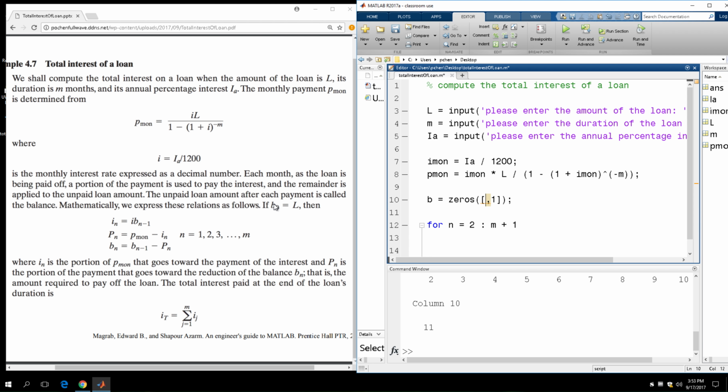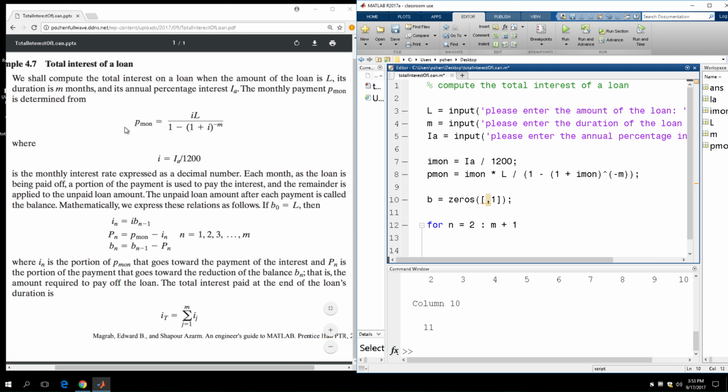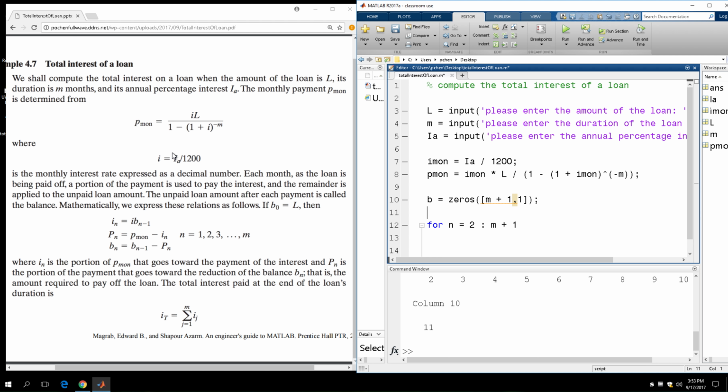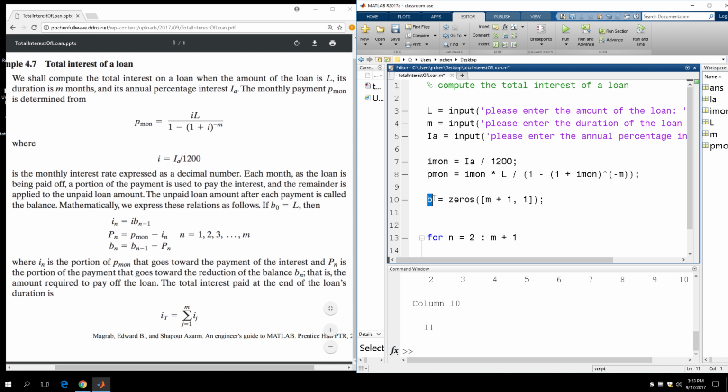If you account for B0 and then n months of duration, the total number of elements inside of the B array is n plus 1. If you start counting from month 1 to month n, that's n months. But if you start counting from month 0 to month n, that's n plus 1 elements. So n plus 1 is going to be the total number of rows. This B is going to be used to store all the principals. And then let's just follow the mathematical expressions here.